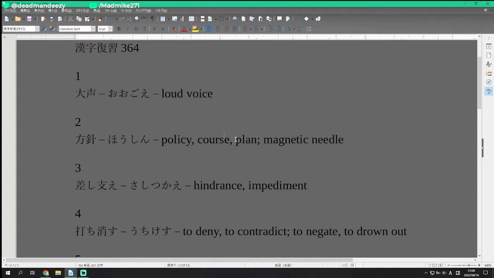It's not quite literal, but it's kind of an alliteration, if you will. Not an alliteration, I don't know what I'm talking about, but it's got that connection. Hoshin is a directional pointing needle or a policy or plan. Just like a compass needle points in a direction as your guiding line, so does a plan guide you to something. Hoshin is a policy, course, or plan, or a magnetic needle.